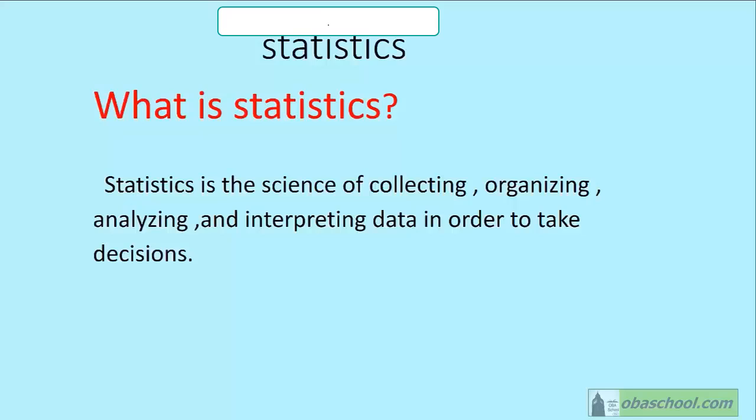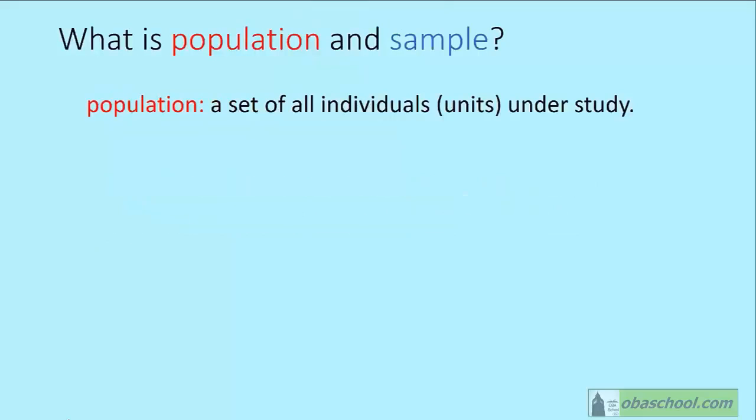What is statistics? Statistics is the science of collecting, organizing, analyzing, and interpreting data in order to take decisions. So statistics is basically knowing what is going on in a certain field, knowing what happened, what do we have, and what may happen.